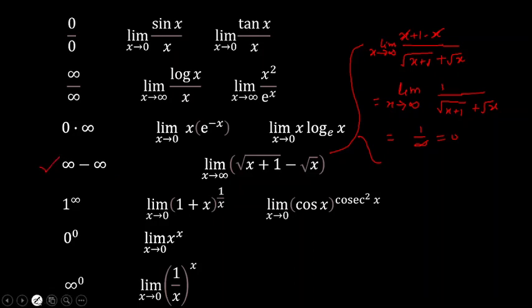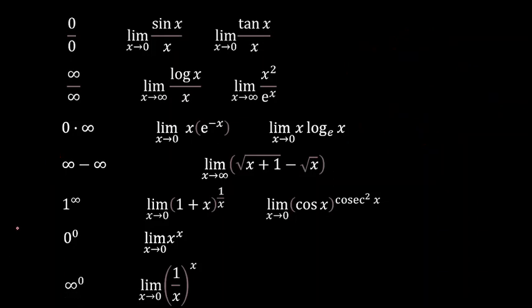Now we will see the 1 to the power infinity form. Very popular form. x tends to 0 limit 1 plus x raised to the power 1 by x. It is very popular and we all know that it is equal to e. The next example, x tends to 0 limit cos x raised to the power cosec square x. Cos 0 is 1 and cosec 0 is infinity. So it is 1 to the power infinity form.